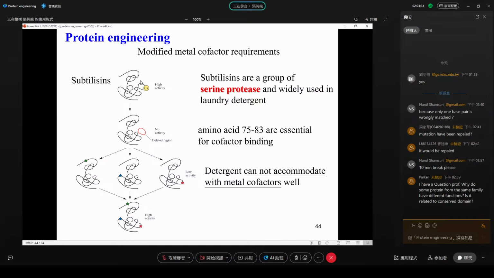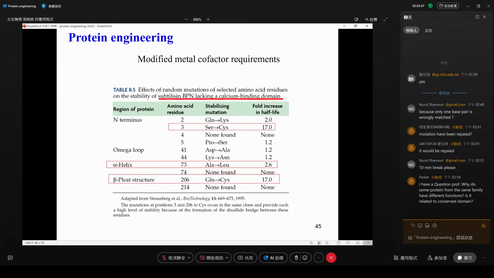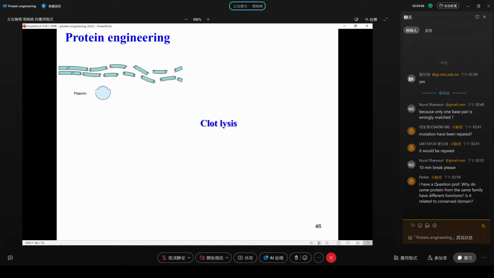Even if you already know this pocket could be right, then you start to do site-directed mutagenesis. So all this kind of molecular breeding has different levels of design. Okay, so that's another example. You can try to change the alpha helical or beta sheet structure from a different one to test the enzyme's half-life, even without cofactor binding.